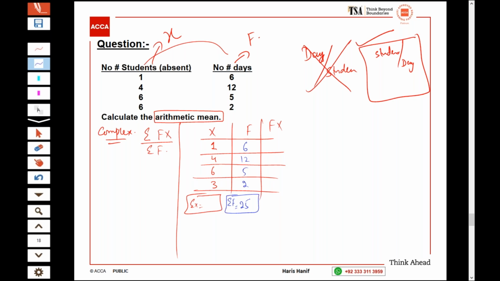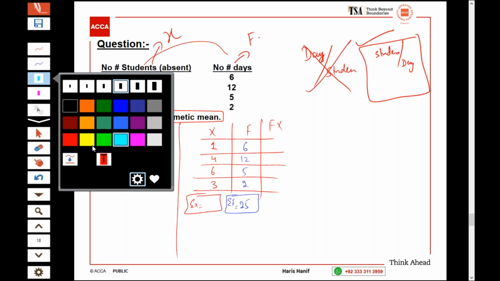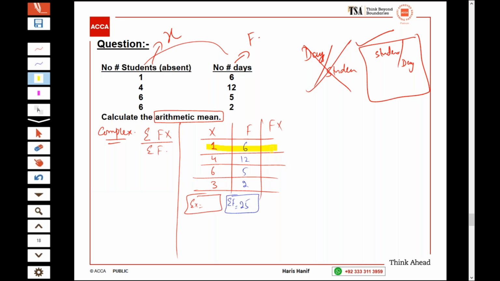Now see, what is the interpretation of this line? Number one, this line. What does this indicate? That in 6 days, one student was absent. Just understand my words, catch my words. In 6 days, one student was absent.